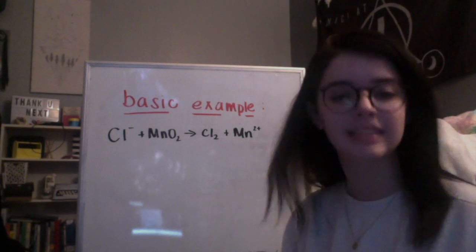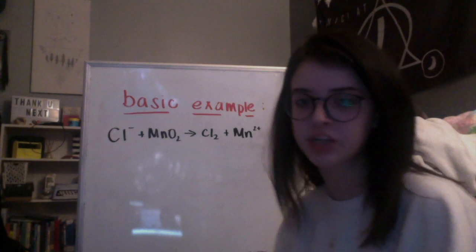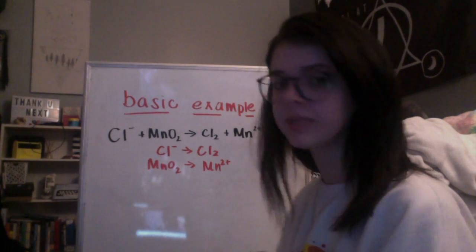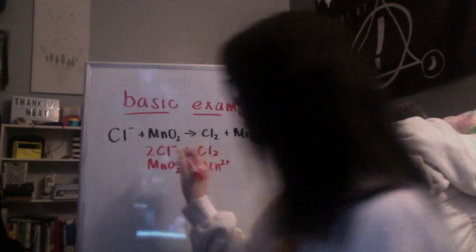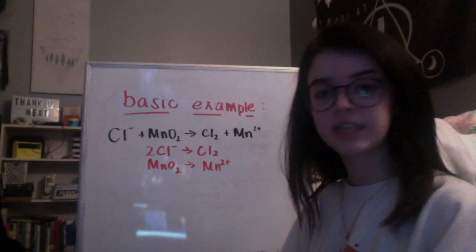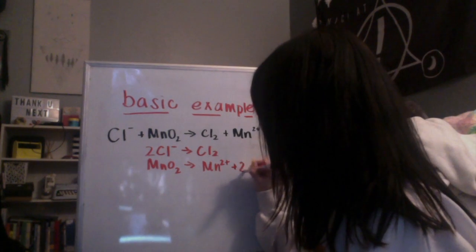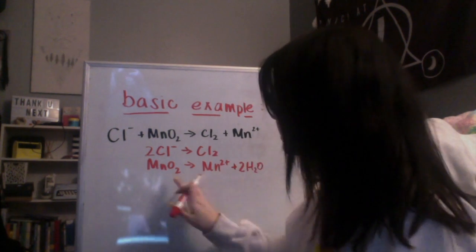So for our basic example, we first have to divide it into half reactions. So, since the first one isn't balanced, we have to add a 2 right in front of the Cl-. And for the second one, you have to add 2 H2O to balance out the O2.